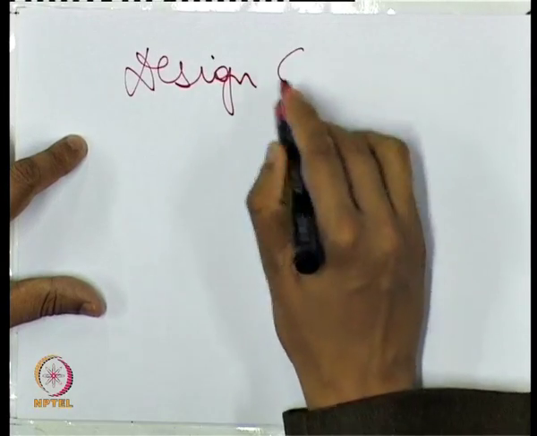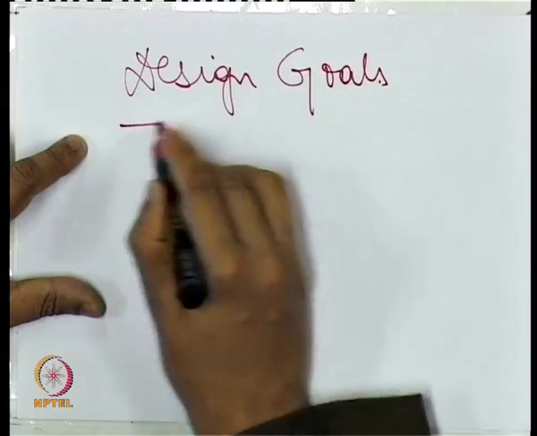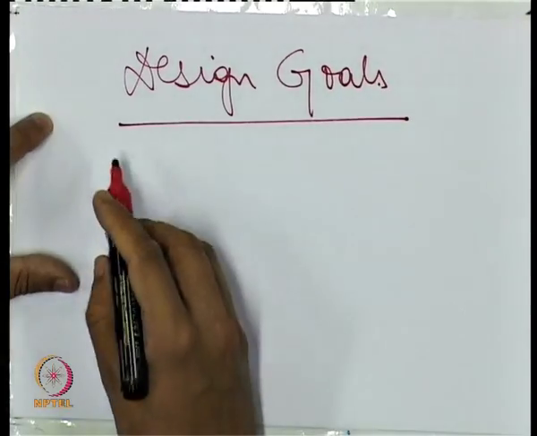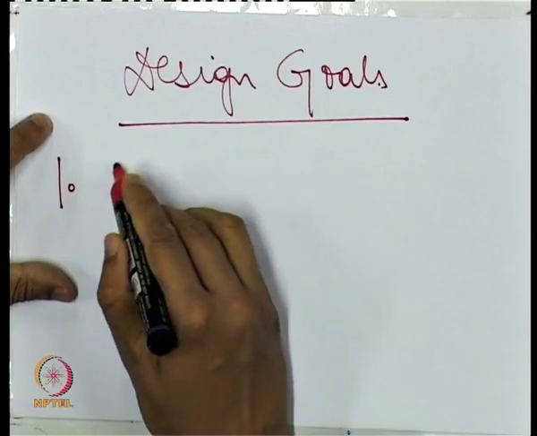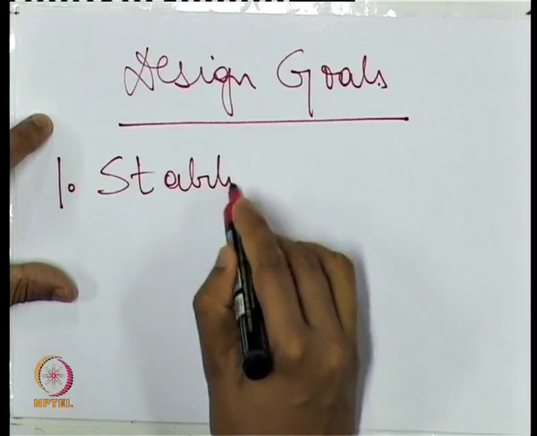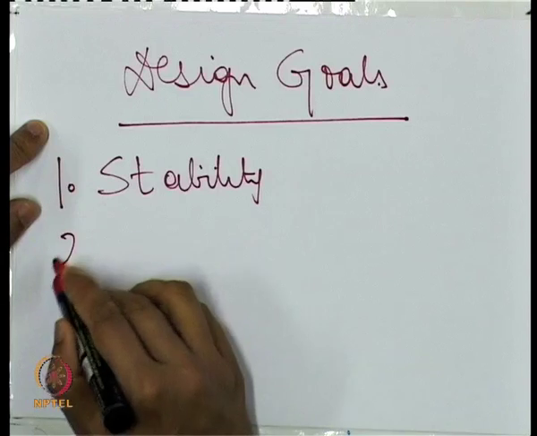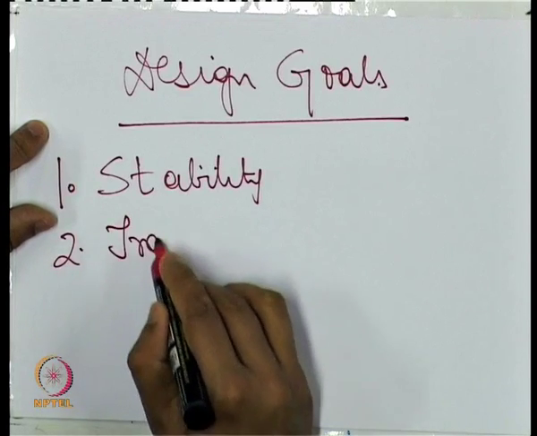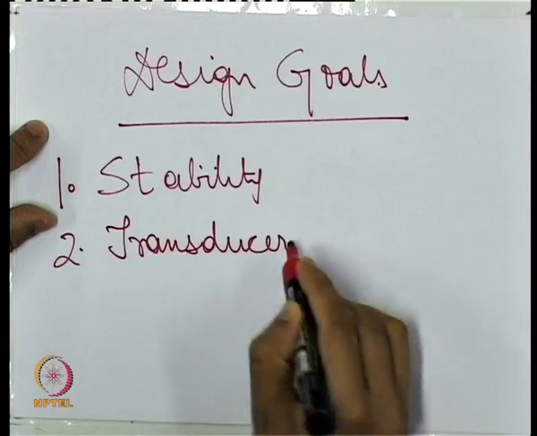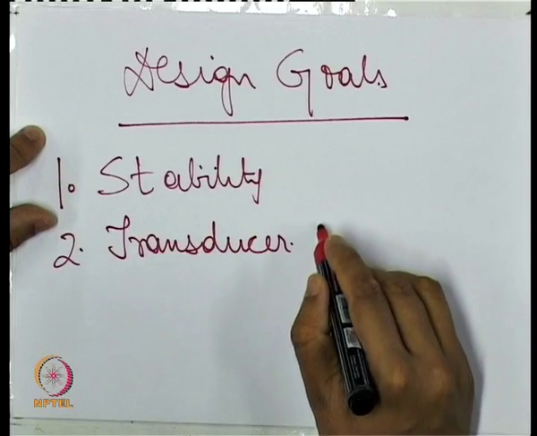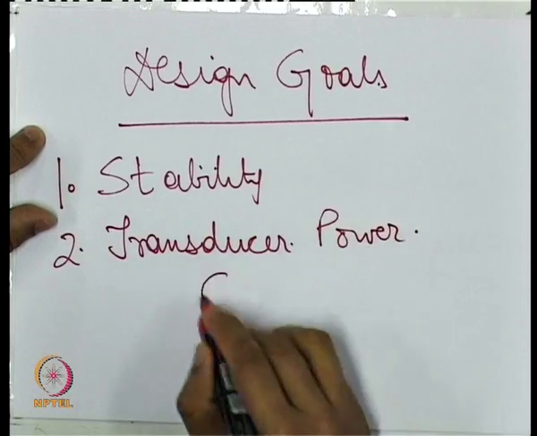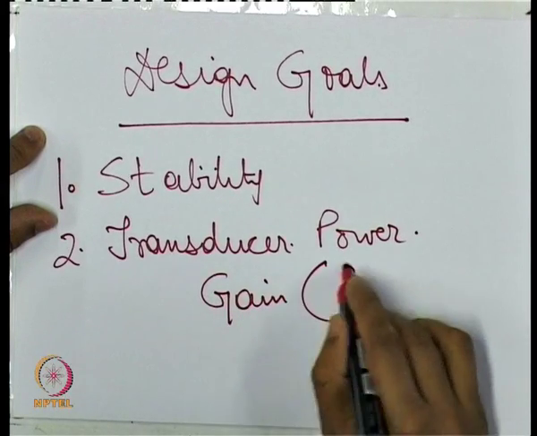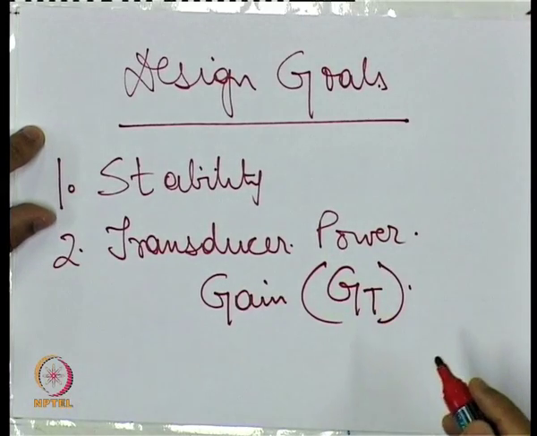There are various goals while we design an active circuit like an amplifier. Let us list the goals. First of all, the circuit should be stable. So, stability. Then something called transducer power gain. We shall see in a moment, in the next few slides maybe, what this transducer power gain is. And this is represented by the symbol GT.